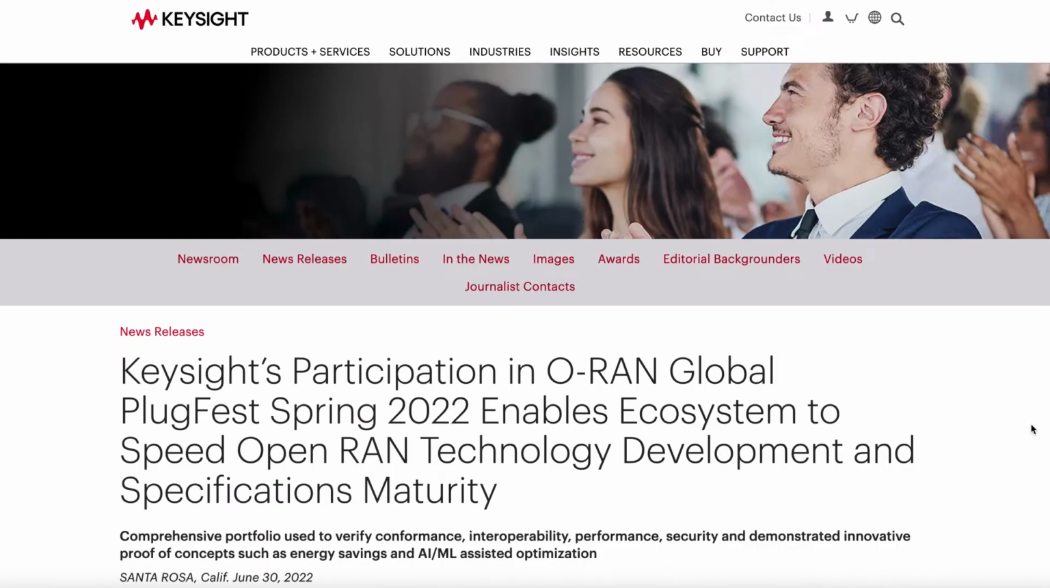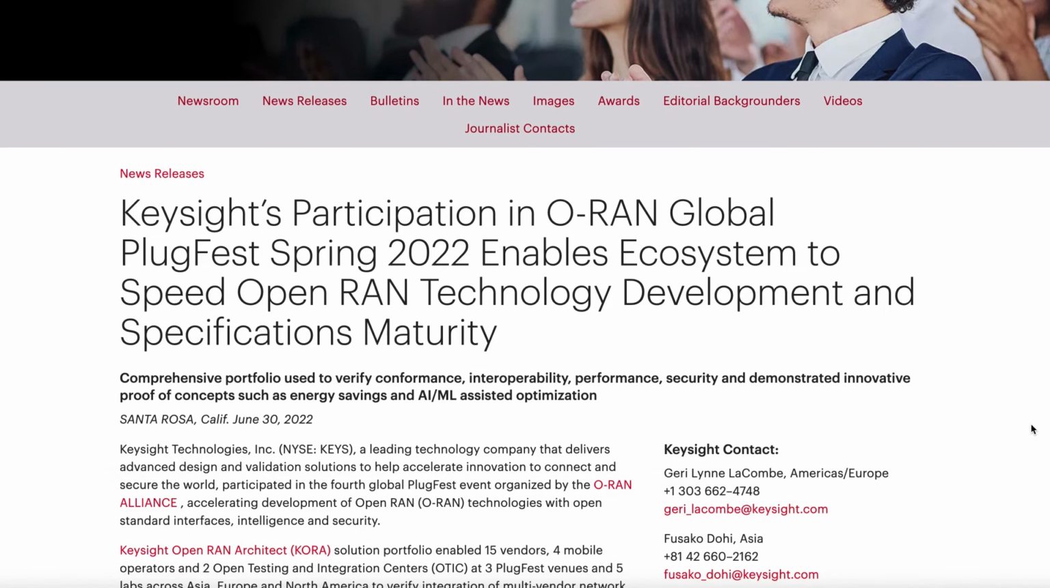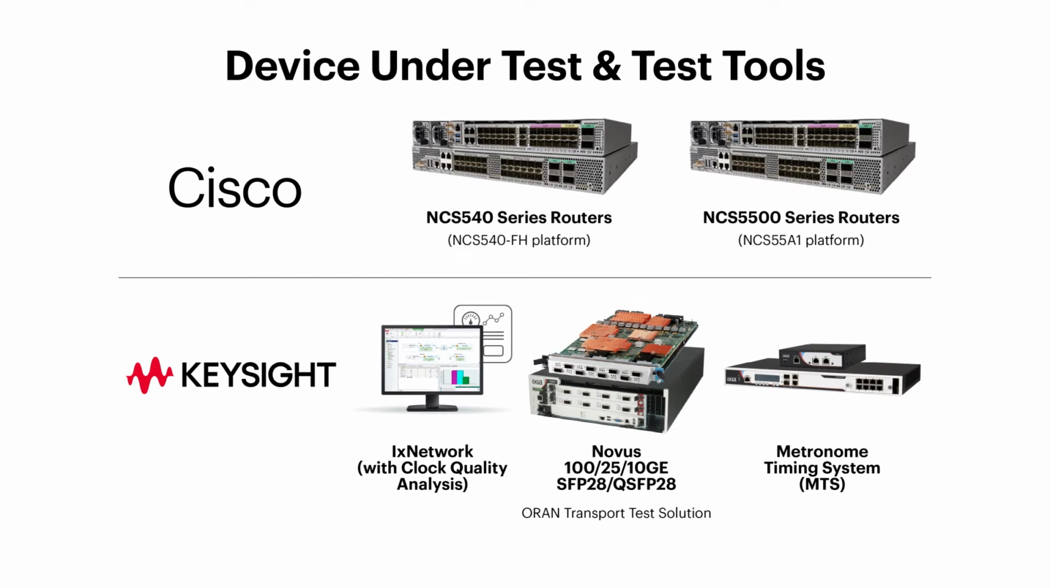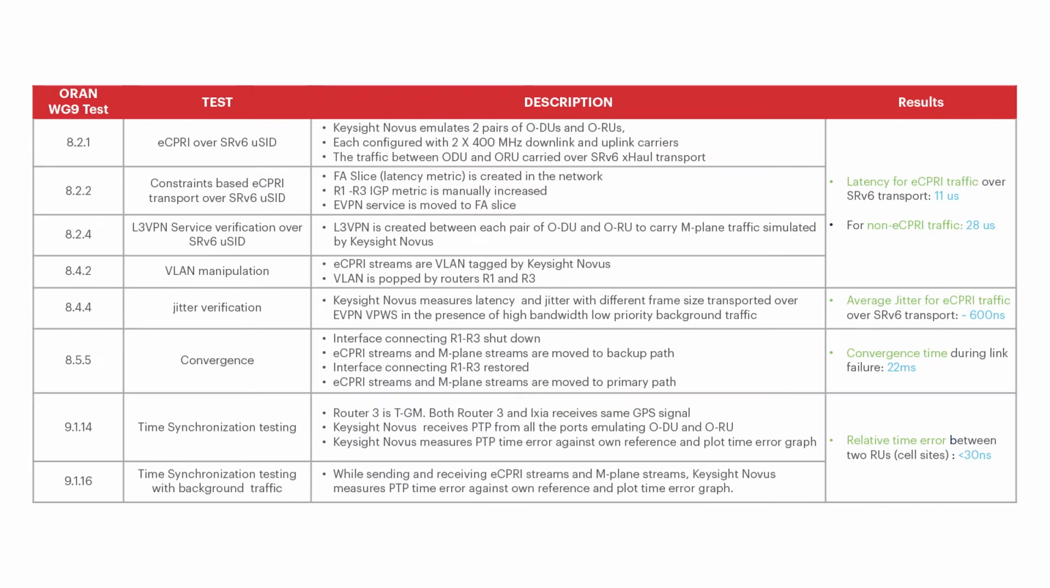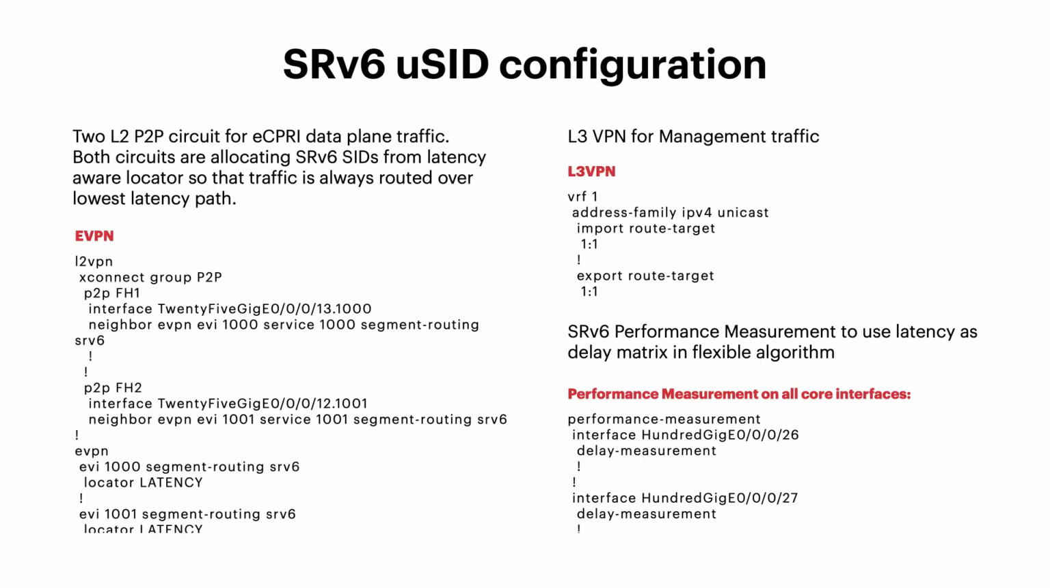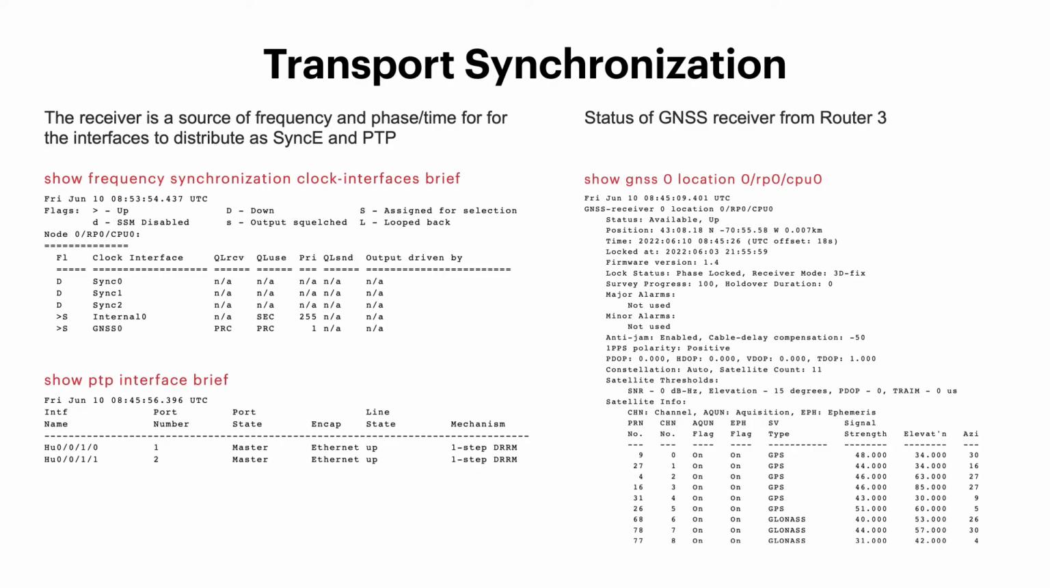During the ORAN Plugfest in June 2022, Keysight and Cisco demonstrated test cases defined by ORAN WG9. The test cases covered verification of various services and their requirements over SRv6 uSID-based xHaul transport. The characteristics like latency, jitter, synchronization, and convergence are measured for each service slice, L2 or L3, over a multi-hop ring topology-based architecture. Fronthaul C-plane traffic from RU to DU was carried over SRv6 uSID-based L2 transport over EVPN. The traffic was tagged with a VLAN ID, which was popped by the ingress and egress routers. Non-latency-sensitive radio management traffic, or M-plane traffic, was carried over SRv6 uSID-based L3 transport over L3 VPN.